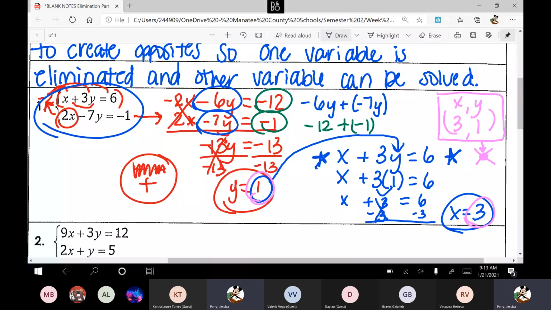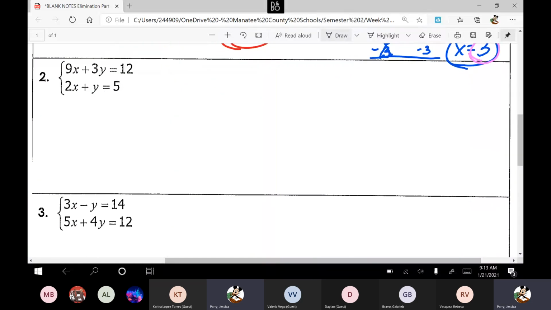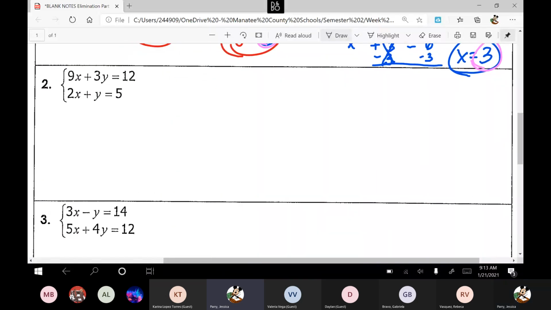If you were to graph it, that's what it would look like. Okay, let's go ahead and go on to our next problem. The first step is the hardest. So let's look at our 2 equations here.